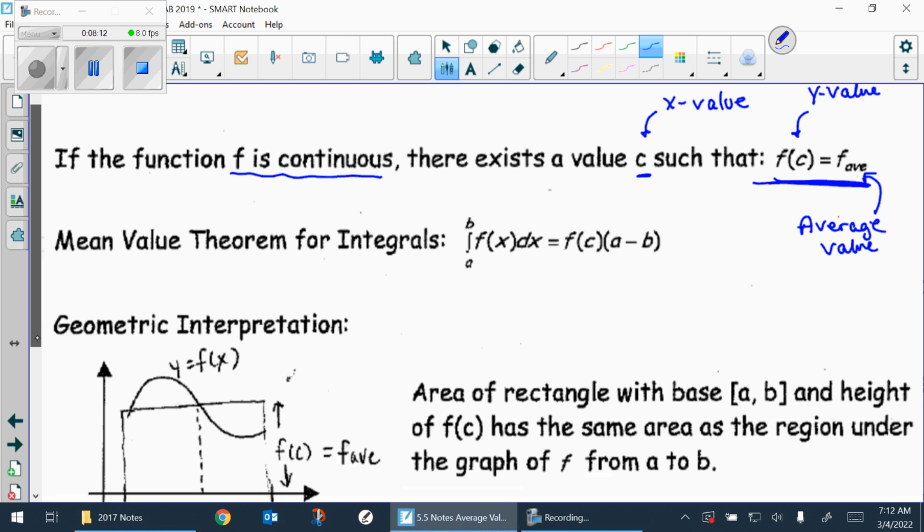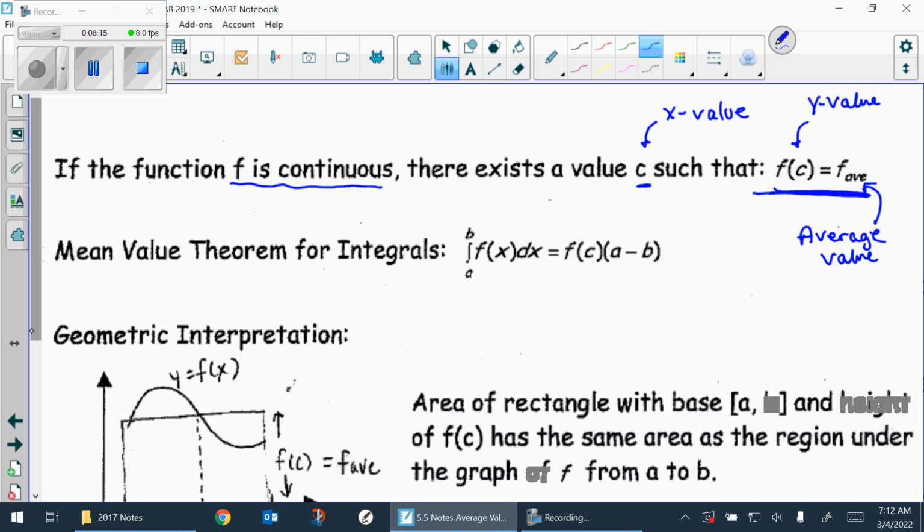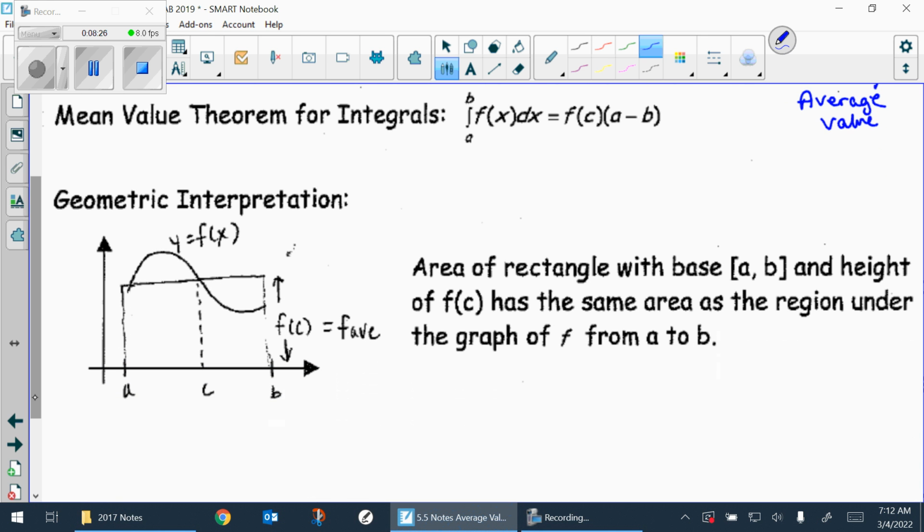Okay, now the geometric interpretation of this. We're going to be searching for this x value where the y value at that x is equal to the average value. Same thing we just talked about. We got this curvy guy. We're going to smash it down, smash it up, and form a rectangle out of this. The height of that rectangle, this y value, is the average value.